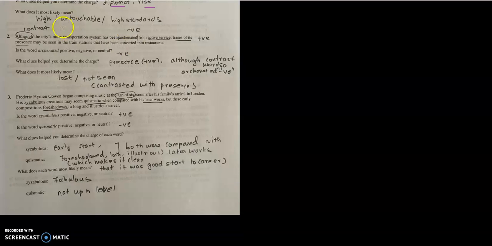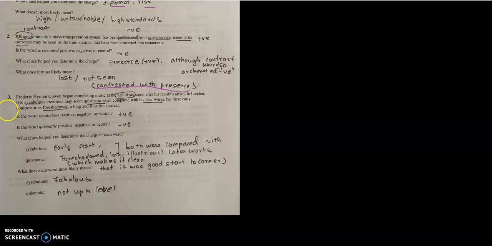Okay. We have a contrast and arcanated from active service, traces of the presence may be seen. This is a little bit tricky because it's not entirely clear. The key here is that we are in fact contrasting something blank from active service with what we can still see of it. So we know that the contrast has to indicate we can see bits of it, but it's presumably not in full apparatus. So yes, I like what you did here. Presence, lost, not seen, contrasted with, yes, exactly right. Contrasted with presence. Yeah, no changes on that one.